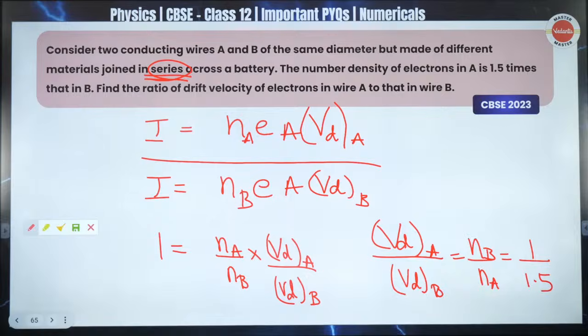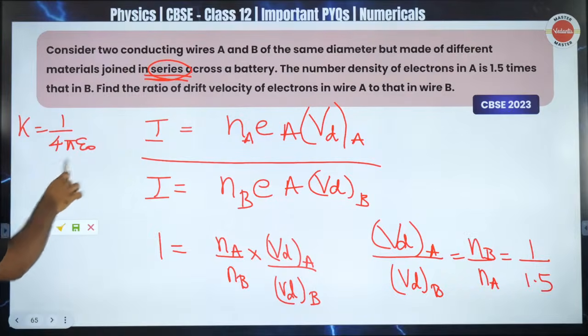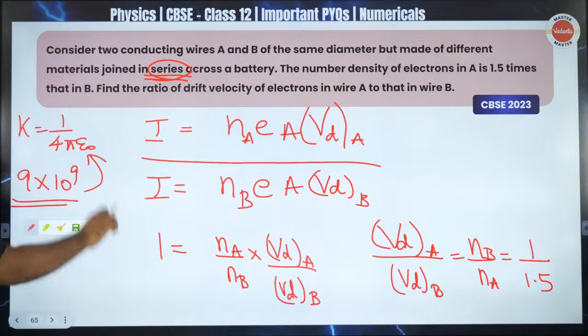Okay. What is K? K is 1 by 4 pi epsilon naught. 9 into 10 to the power 9, in SI units.